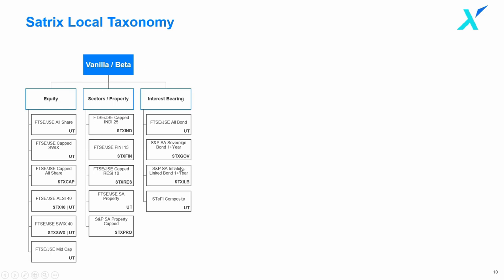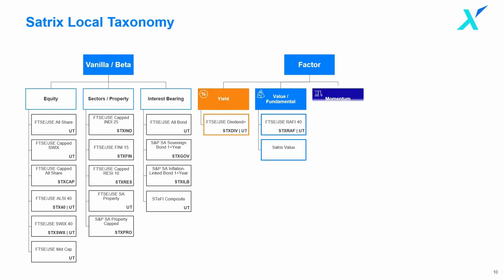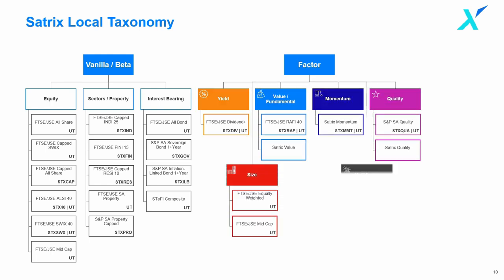But as I mentioned, we also offer non-vanilla strategies, and that's what you'll find here on the right. So all of these are lumped underneath a factor categorization. In other words, they offer exposure to risk premia, which over the long term have shown to deliver excess returns versus the broad market. I'm not going to go into too much detail on those, but this is just to give you an idea of the types of different building blocks that we offer.